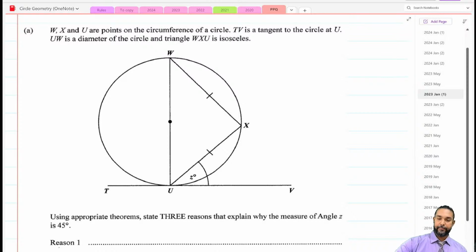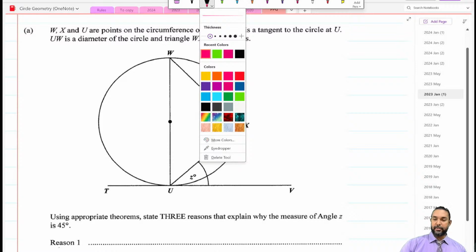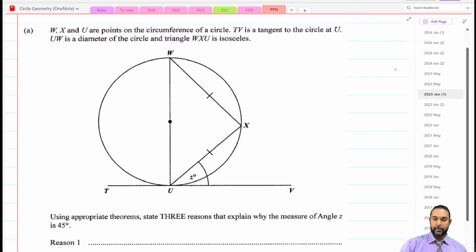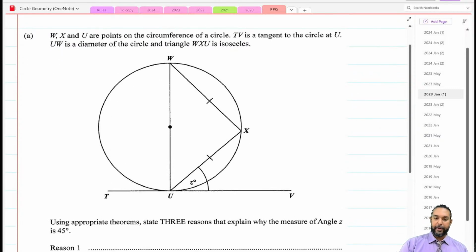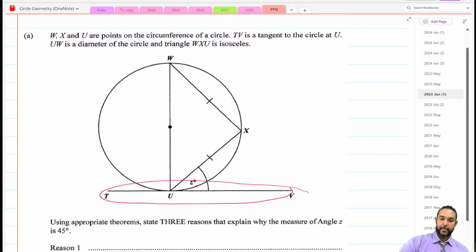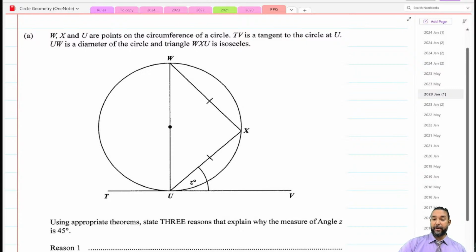All right, let's take a read. So W, X and U are points on the circumference of a circle. TV is a tangent to the circle at U. So TV is this line here, right? UW is a diameter, right? And they're telling you here triangle WXU is isosceles. And we could see that because of these two little strokes here, right?